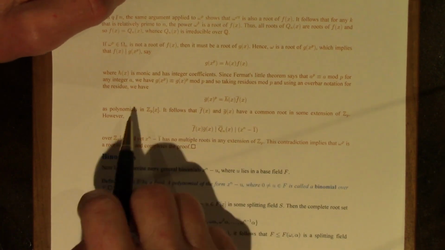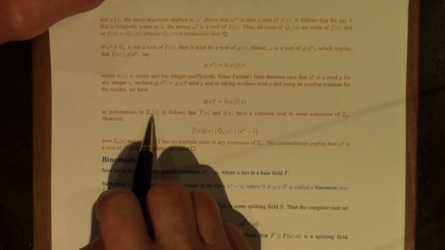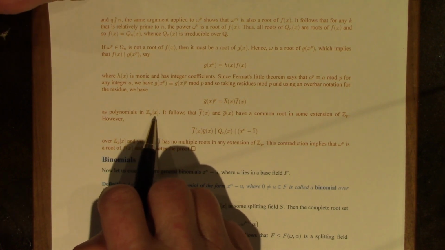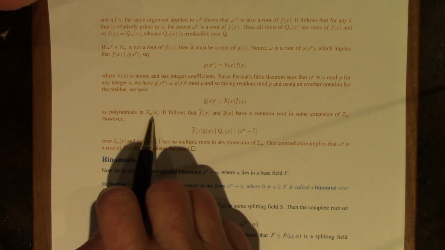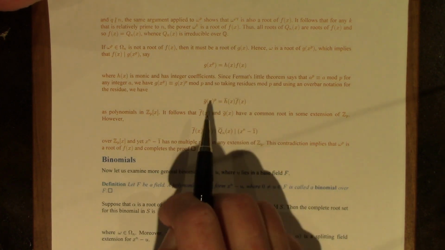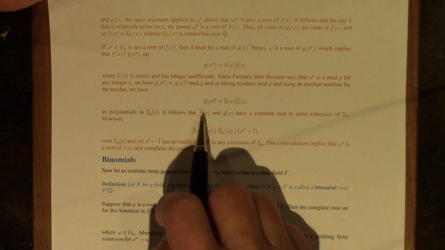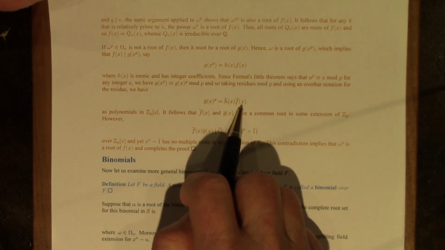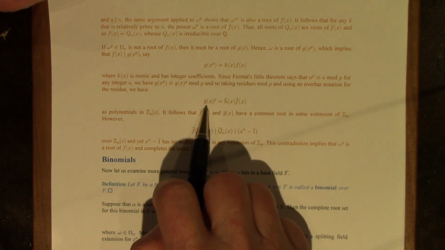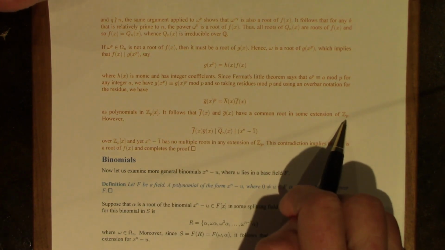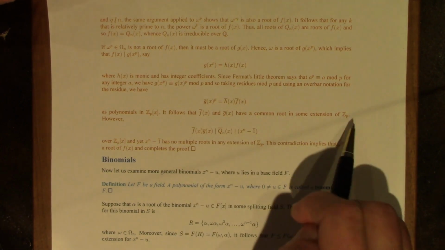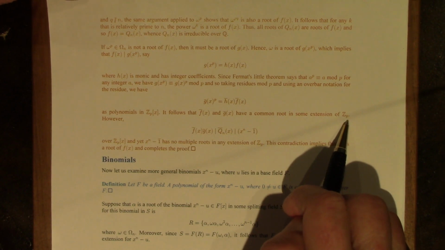And these are now polynomials in Z_p[x]. So, because of this relationship, f bar and g bar must have a common root in an appropriate extension of Z_p, in a splitting field, let's say, for all these polynomials.